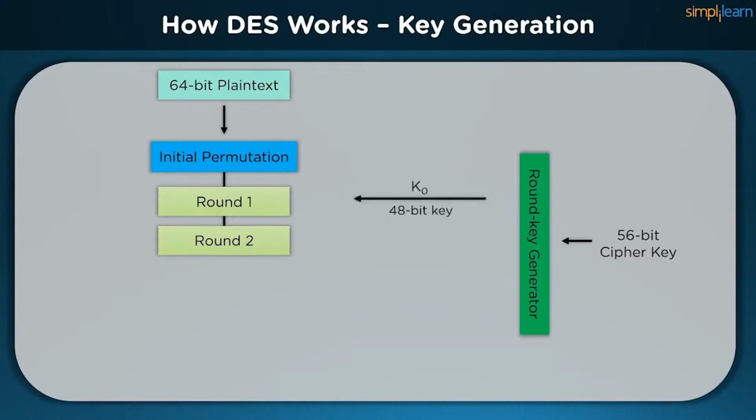These keys are passed on to the rounds as 48 bits. The size of these 48-bit keys is the reason we use the substitution and permutation boxes in the polynomial functions of the Feistel ciphers.